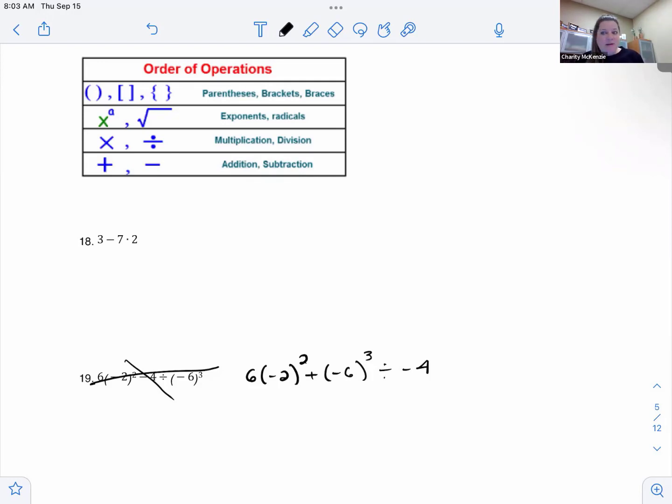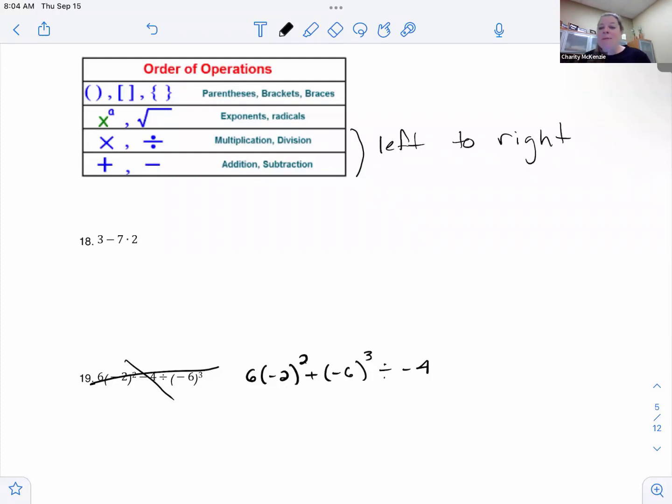Okay, so you got to take care of those second, and then multiply and divide, and then add and subtract. Now be careful, these two are from left to right. Okay, so you do what you see first.